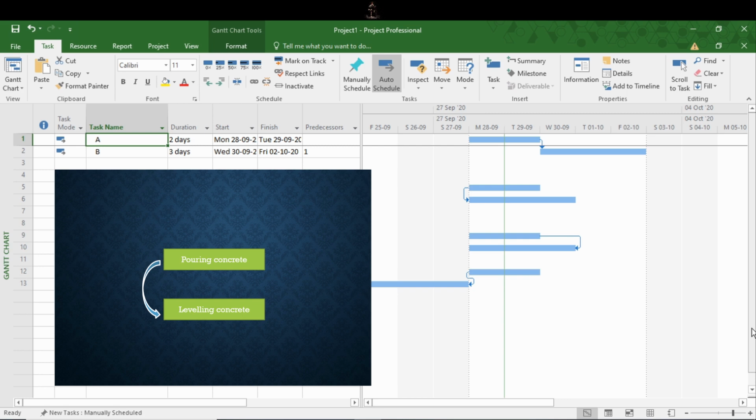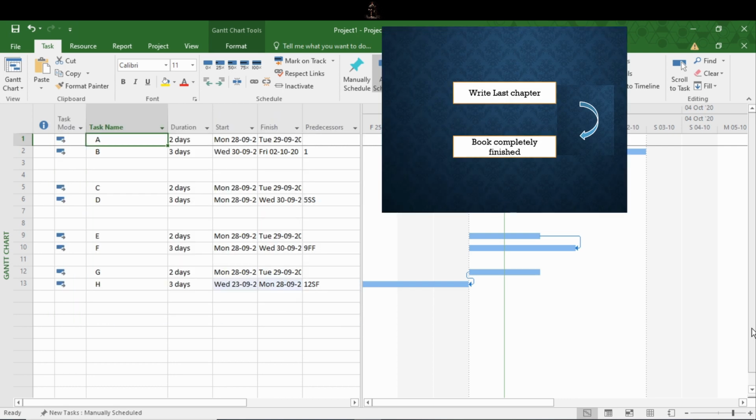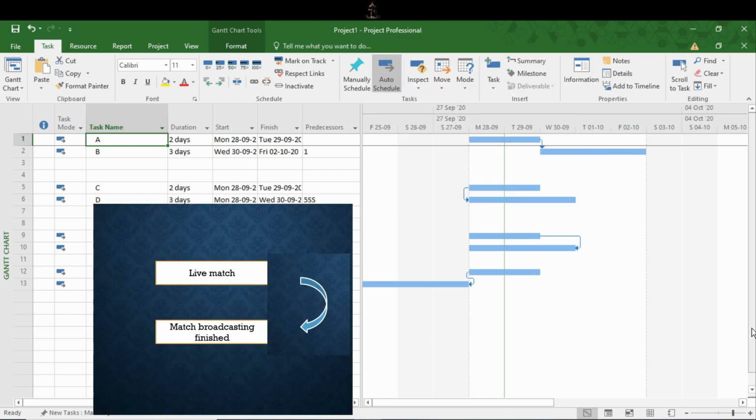Next one is finish to finish. Building finish activity cannot finish until painting activity is finished. Another is writing a book. Writing a book cannot be finished unless the last chapter is written. It is as simple as that. Another example is match broadcasting. Match broadcasting cannot finish until the actual match finishes.